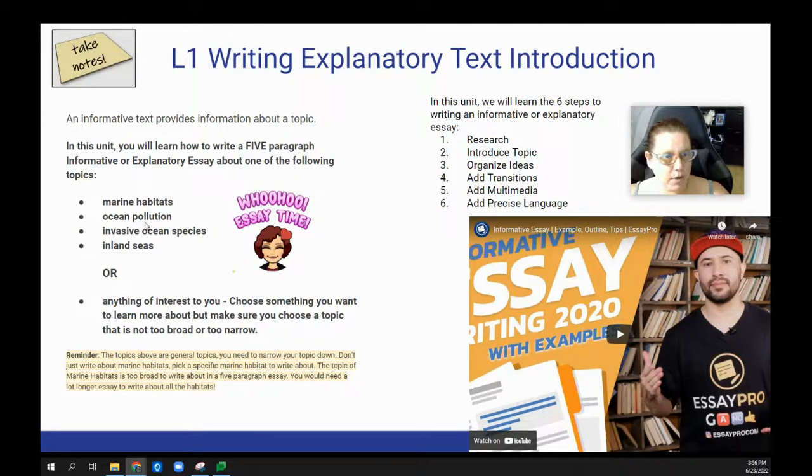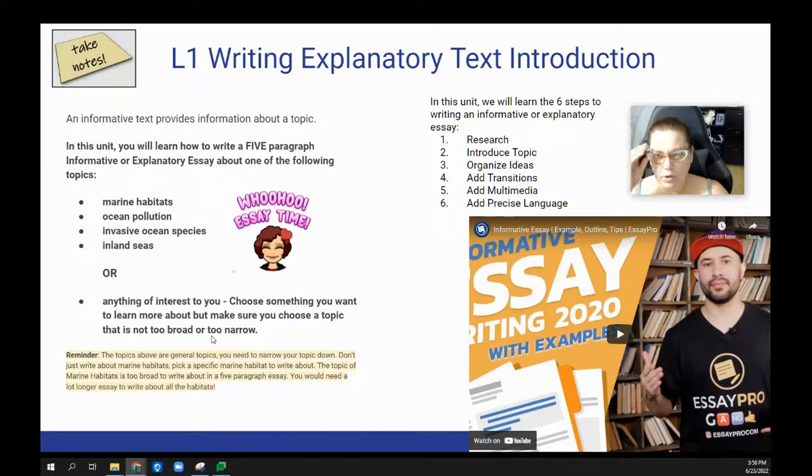So you can't just write about ocean pollution in general. You've got to narrow it down into a more specific topic. The same thing happens if you pick something of interest to you. You want to narrow it down enough that you are picking a topic that's not too broad and not too narrow.